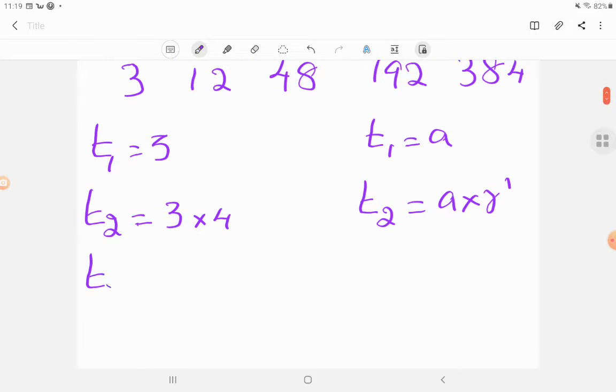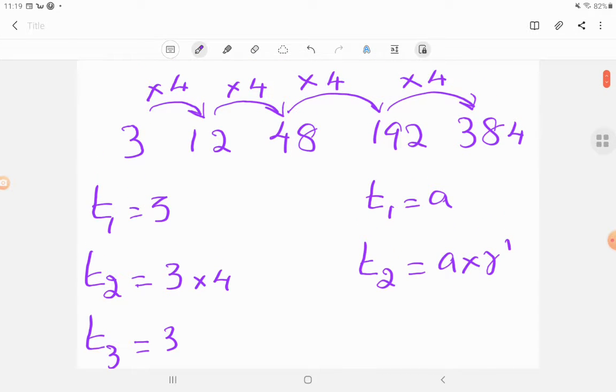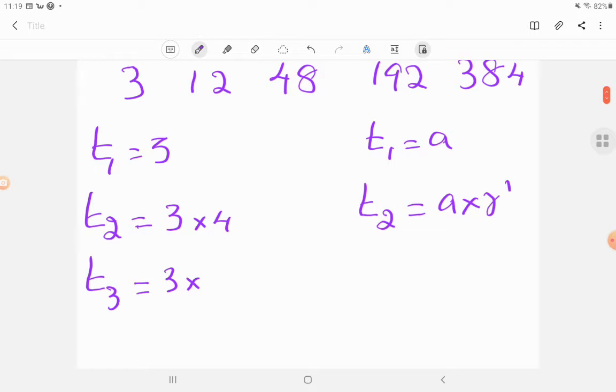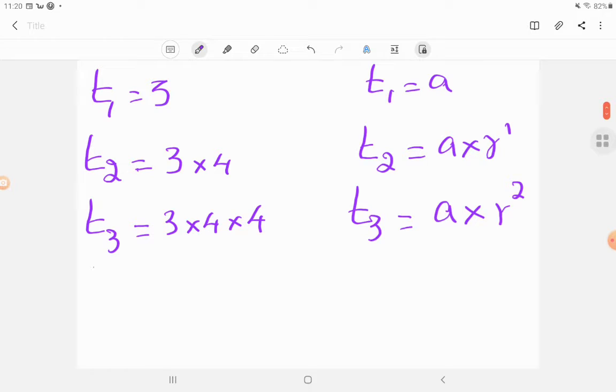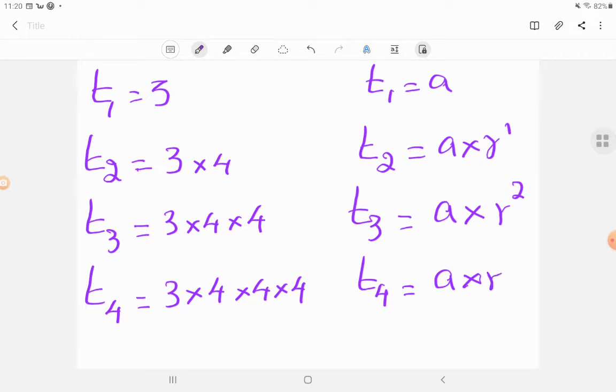Next, how do you write the third term? The third term is 48. Instead of writing it as 48, I'm going to write it as 3 times 4 times 4. You can write it in general form as a times 4 times 4. 4 is the common ratio, so we can write this as a r to the power of 2, or r squared. Next, how do we write the fourth term? We can write it as 3 times 4 times 4 times 4. Which means T4 is equal to a times r cubed.